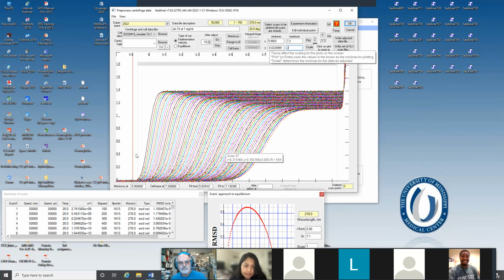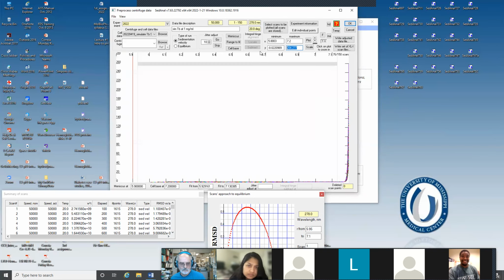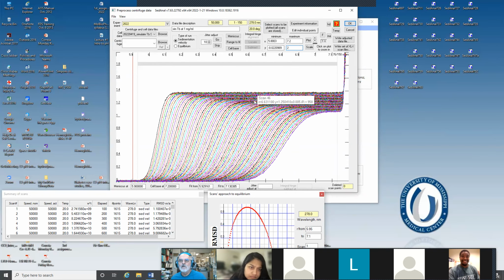Okay, so that's okay. I could probably change a little bit more. Let's make this 15 and 90. Okay, so that's the data. And then I could actually analyze this data in a number of different ways.